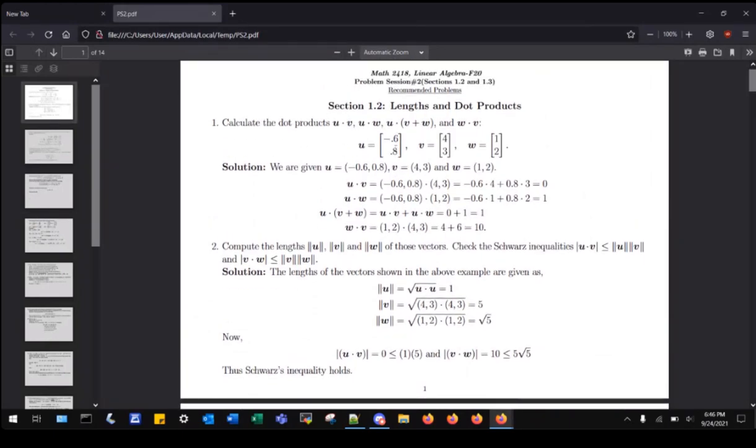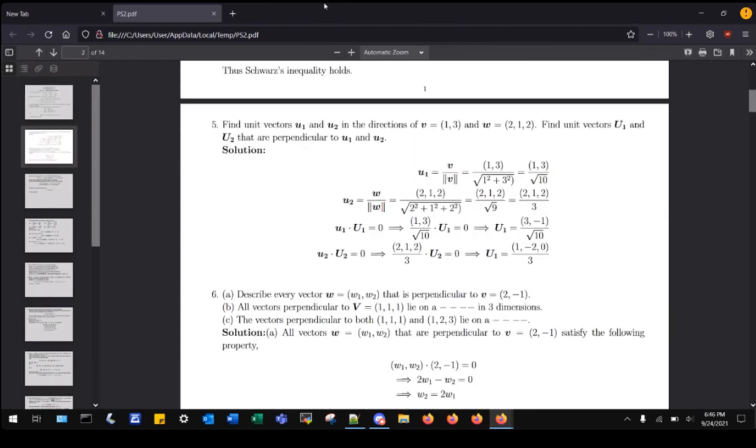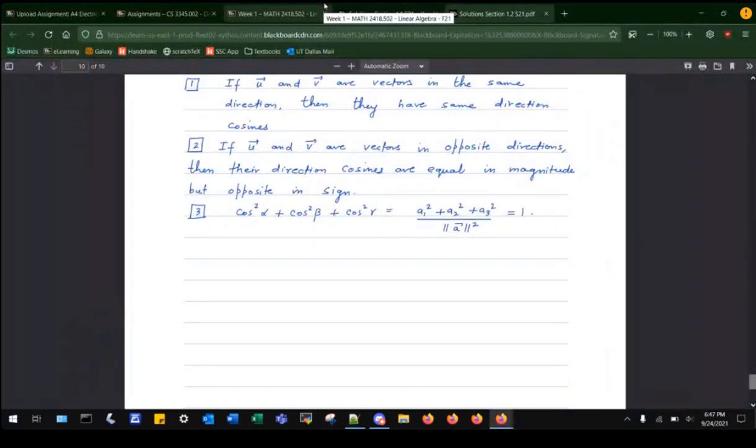I'll pick some problems. I don't know if we need to do all of them. It looks like it's pretty repetitive. Five? Okay. Let's do 5. Should we do them individually or not?